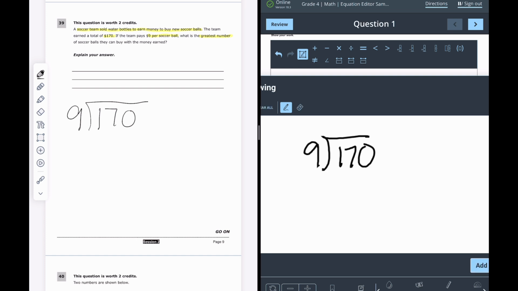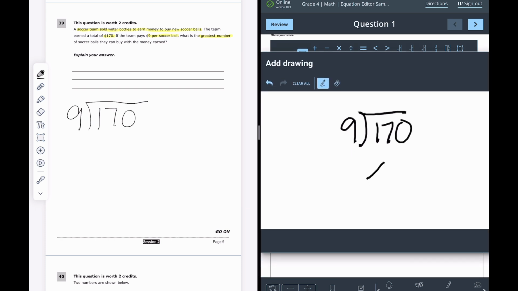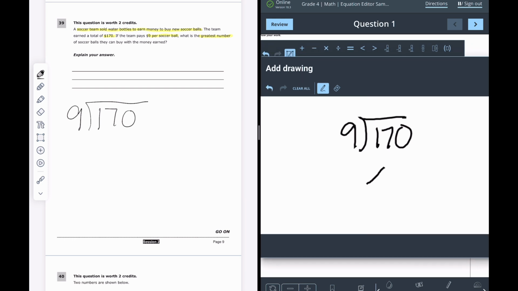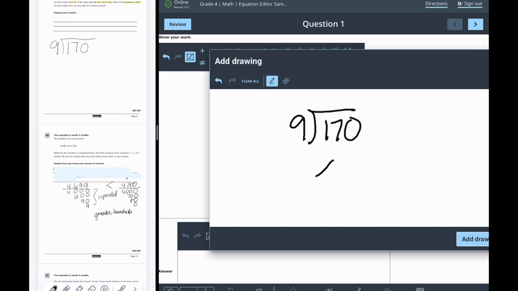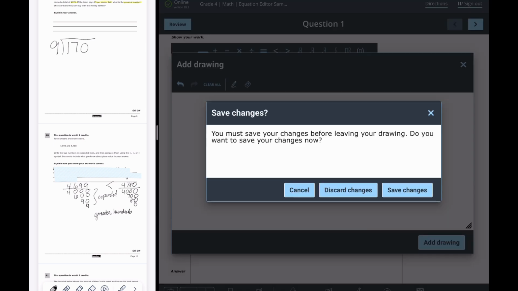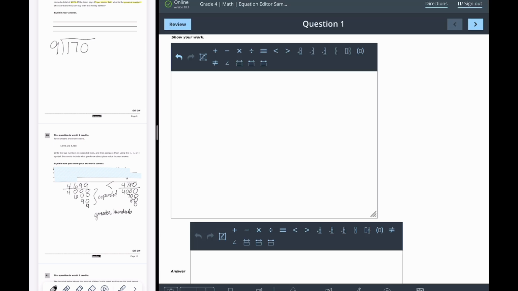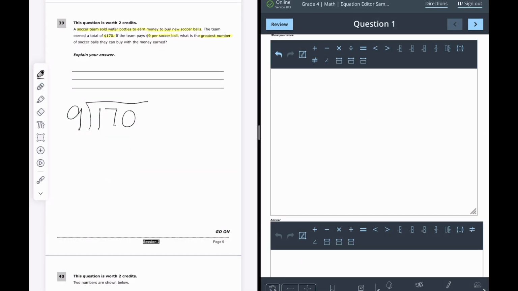This is really hard to type. So if you have an iPad where you can do this, awesome. But if you don't, then this makes it really, really hard to do. So let me actually close that out now. I'm going to discard that because I want to encourage us to use your scrap paper. Put your thinking on scrap paper before you start putting things in here.